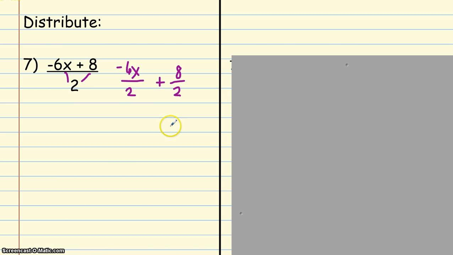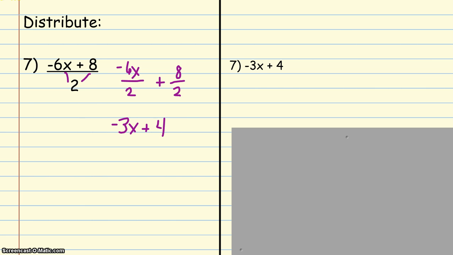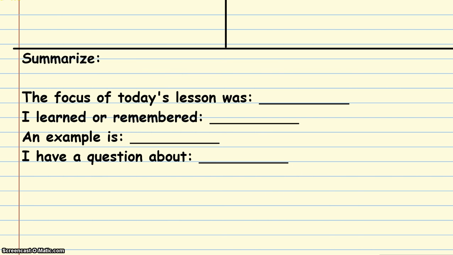Well, negative 6x divided by 2, negative 6 divided by 2 is negative 3. Don't forget the x. Plus 8 divided by 2 is 4. So we get negative 3x plus 4. All right, this is the distributive property. Let's go ahead and summarize.